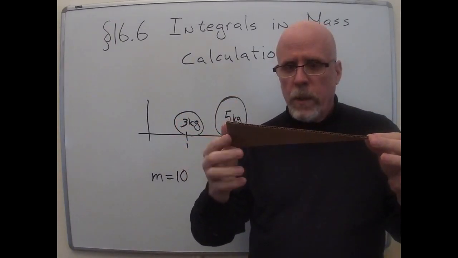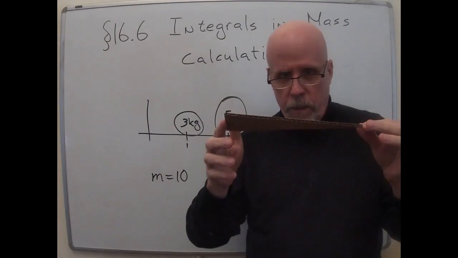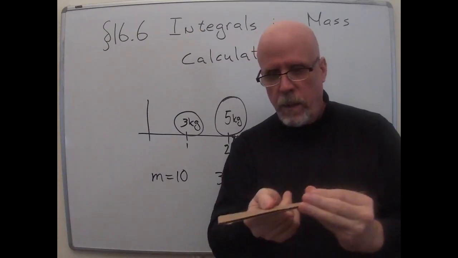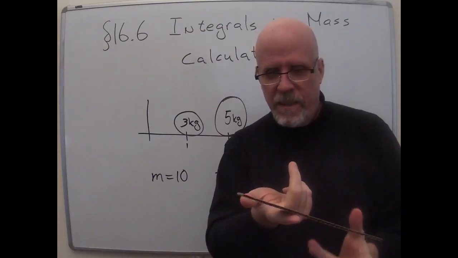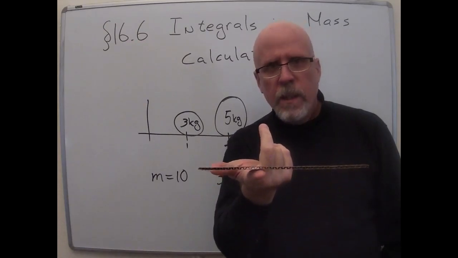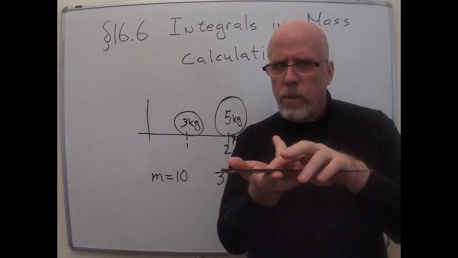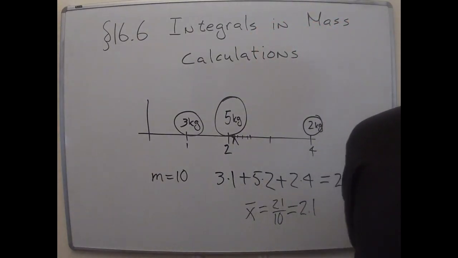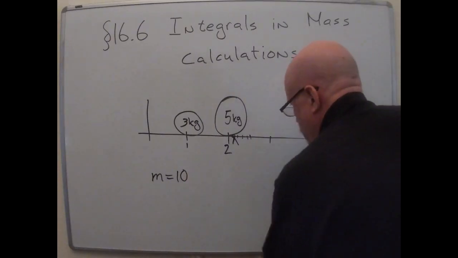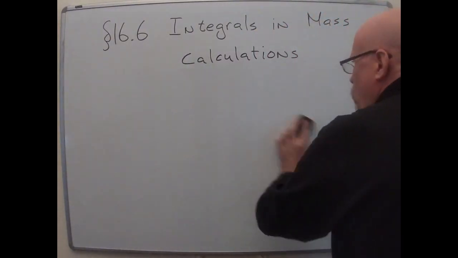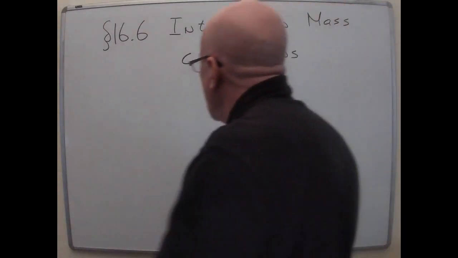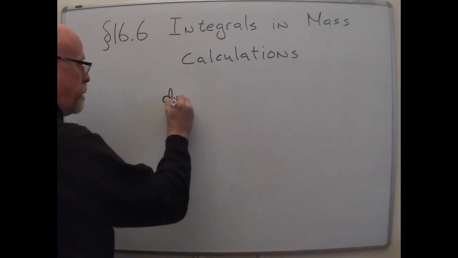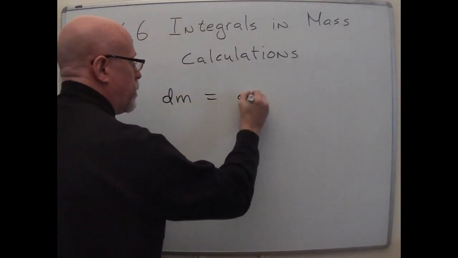So where along its length do you imagine it would balance? I think it's pretty clear it's going to be closer to the fat end than it is to the thin end. I bet it's, nope, not there. Okay, that's about right. So how can we do that sort of calculation as an integral? Well, instead of adding up discrete masses, we want to integrate differential masses. So dm is going to be differential mass.